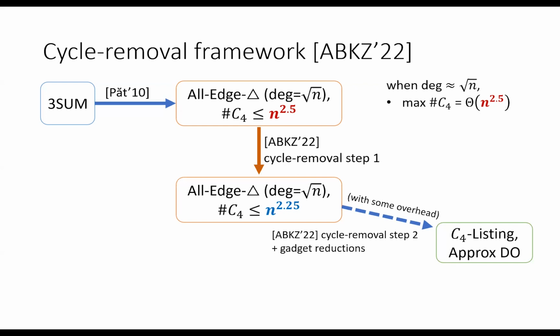Here, the last step has some overhead, which is because the cycle count n to the 2.25 is still too large. Ideally, we want the number of C4s to be only n squared. This is a bound that is achieved by a random graph of degree root n. And if we could achieve this, then the last step can be implemented with almost no overhead. For this reason, the previous paper by Abboud et al. mentioned this open problem of improving the cycle removal step.